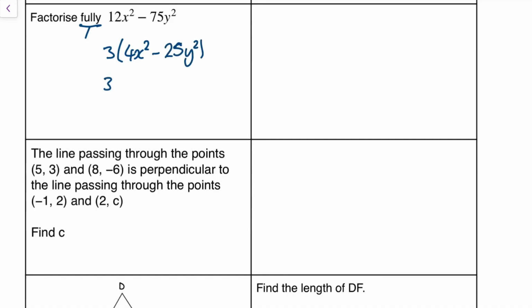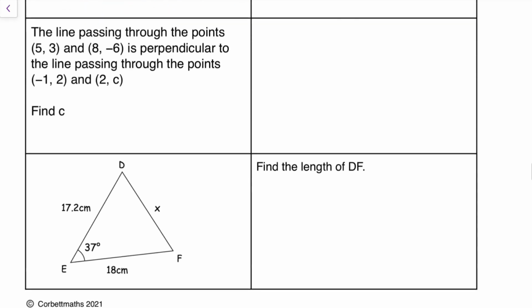And suddenly this is not too bad, because I know this is difference of 2 squares, which is 2x minus 5y and 2x plus 5y. And that's question done. Actually not as bad as it looks, is it? But obviously quite hard if you don't spot the 3.